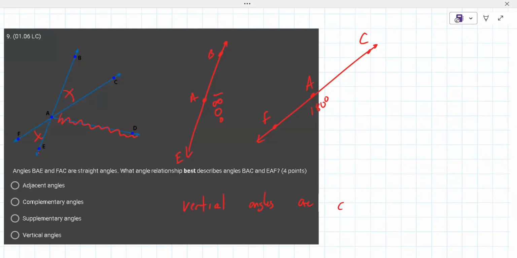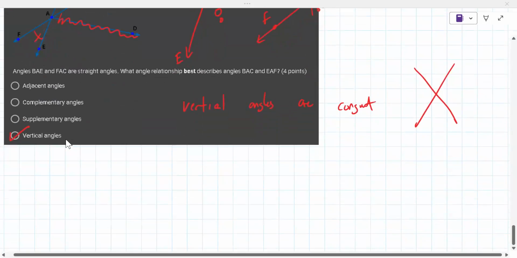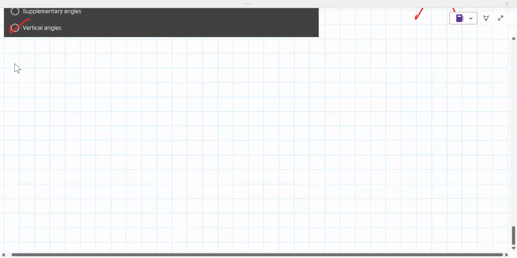Vertical angles are congruent. Vertical angles always meet in this X pattern. Any questions on that? No? Okay, good. Take a look at the next one here.